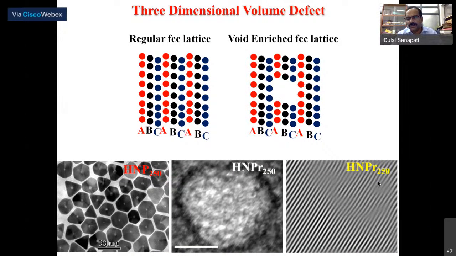Not only these one dimensional, two dimensional, and zero dimensional defects, but there are some three dimensional volume defects also. Volume defects means either a crack or a void. So suppose this is a nice crystallization A, B, C, A, B, C, A, B, C, and then suddenly multiple atomic positions are missing. Then this makes a void. In nanomaterials also, when we do the galvanic replacement, we can actually make a void.